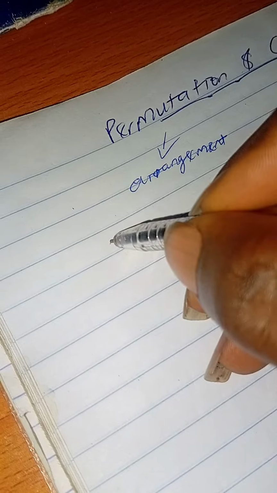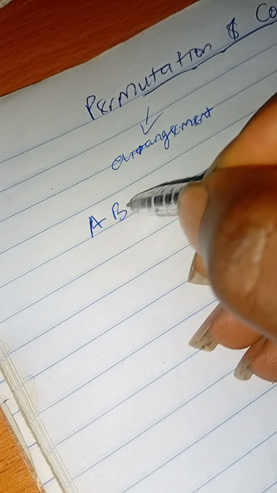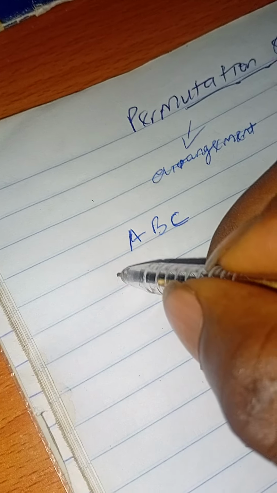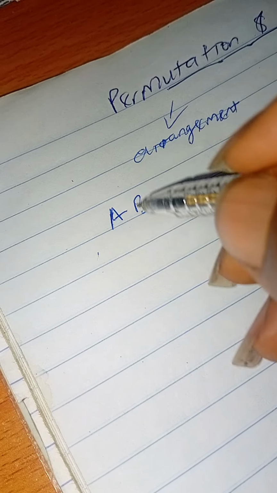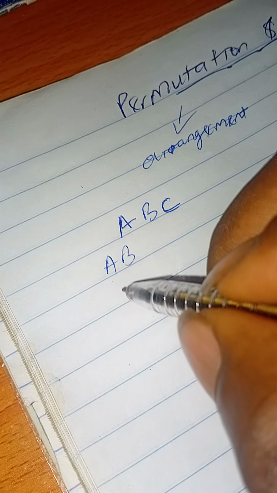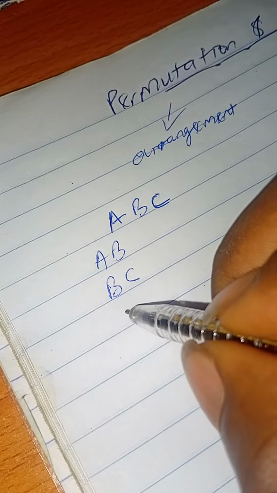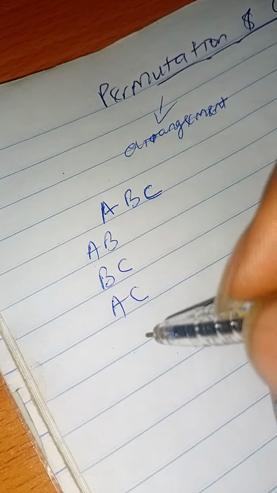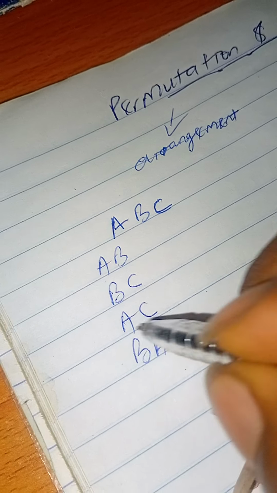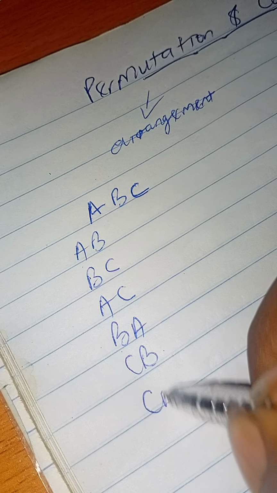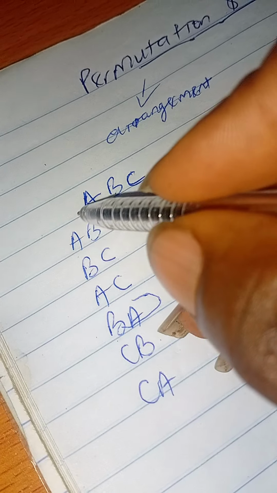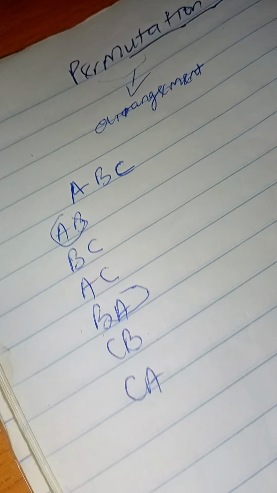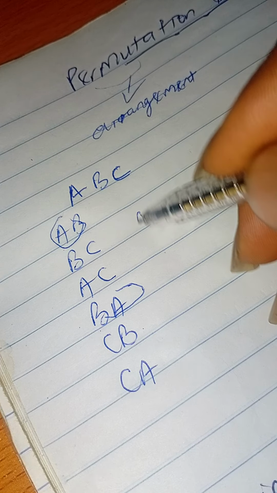So if I say, in how many ways can we arrange the letters A, B, C such that two letters are arranged, I mean two letters from the letters A, B, C. If you want to arrange two, we can have A, B, we can have B, C, and we can have A, C. But the fact that we are talking of arrangement, you can also have B, A, C, B, and C, A. So this is not the same thing as this in terms of permutation. So for permutation, we have 6 ways.